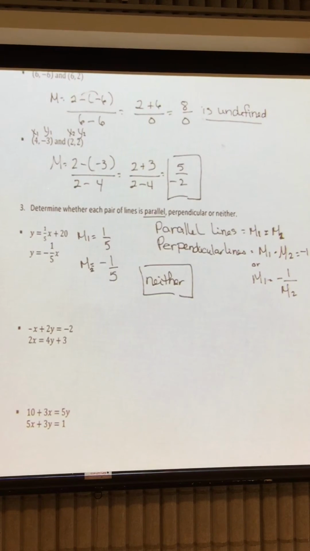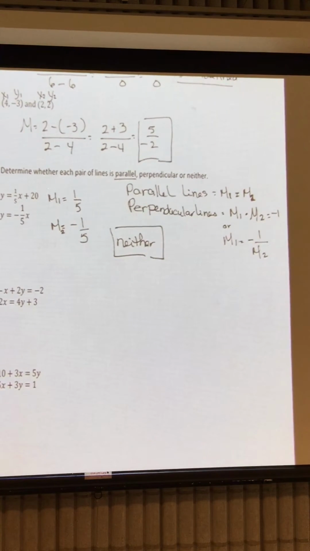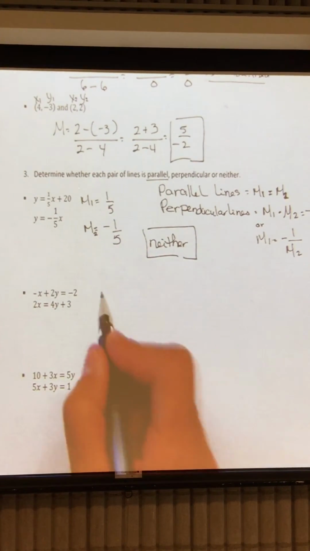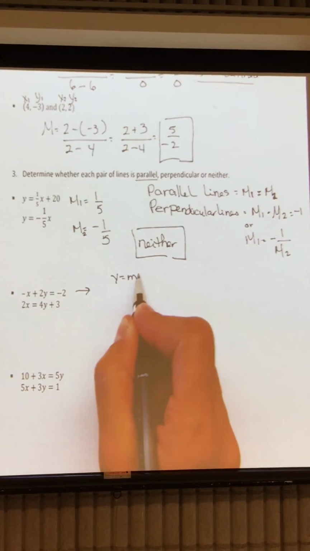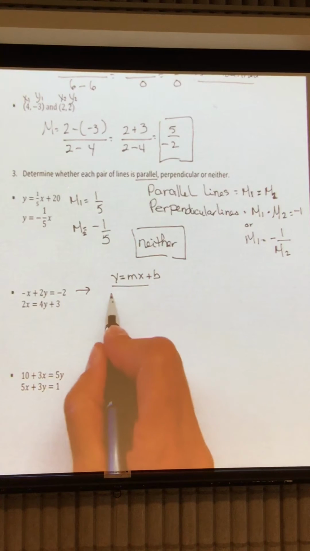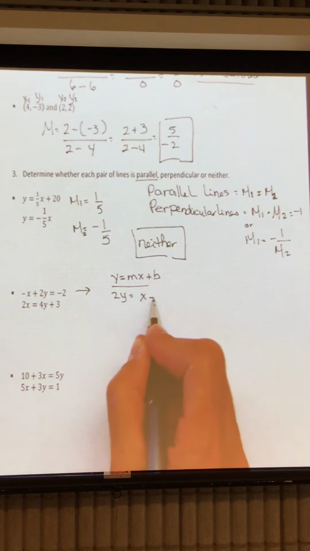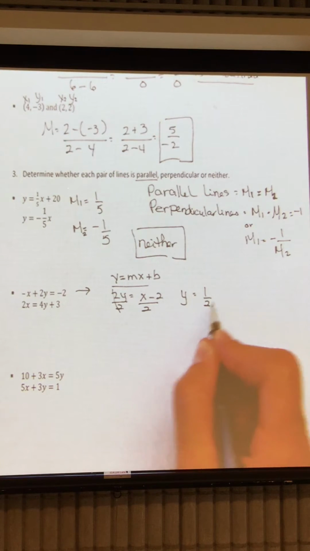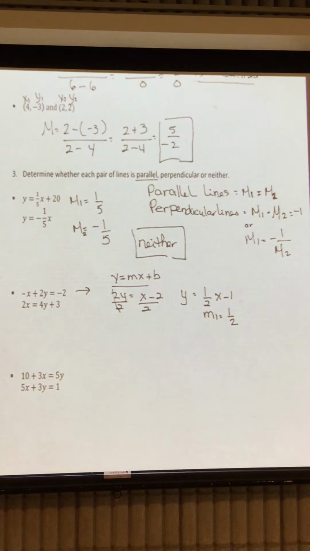Looking at the second equation, we have -x plus 2y equals -2, and 2x equals 4y plus 3. Let us get our equation looking like y equals mx plus b, which is slope-intercept form. So that means we need to solve for y. So we need to bring the x to the other side. So you have 2y equals x minus 2, divided by 2. So y is equal to 1/2 x minus 1. So the slope of this line is equal to 1/2.